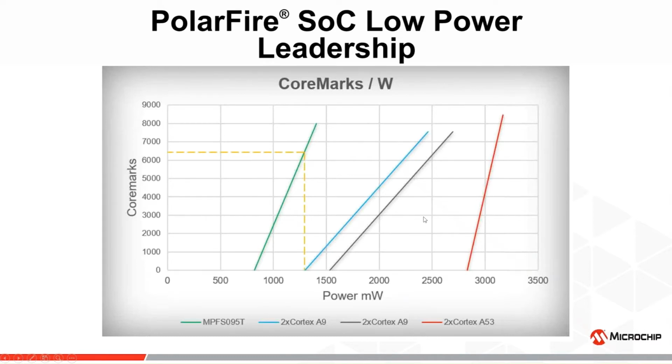You can see that PolarFire SoC delivers up to 50% lower power compared to other Cortex A9 and A53 based SoC FPGAs. You would also notice that PolarFire SoC would boot and deliver 6500 CoreMarks before any of the competing FPGAs start delivering any CoreMarks. So PolarFire SoC would be ideally suited for really low power applications.